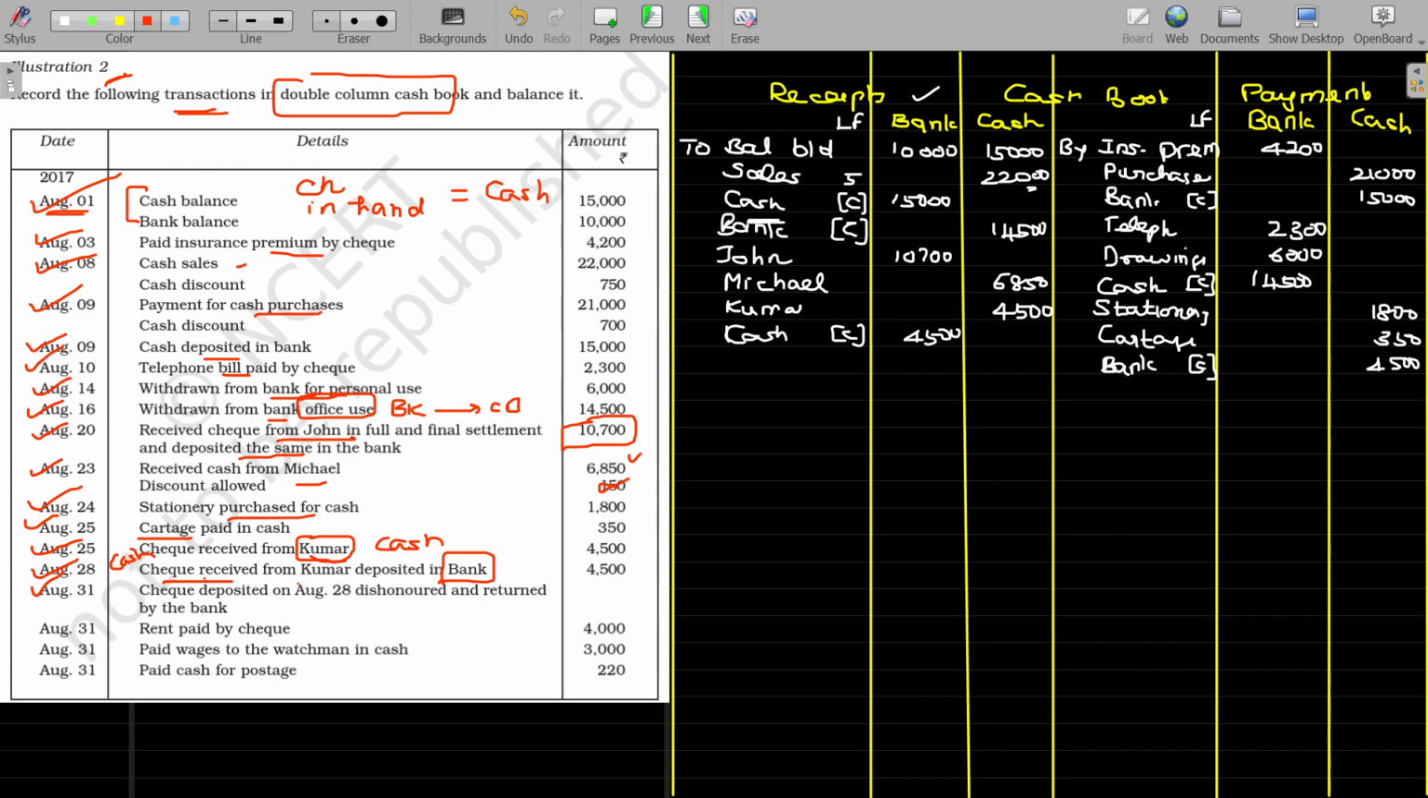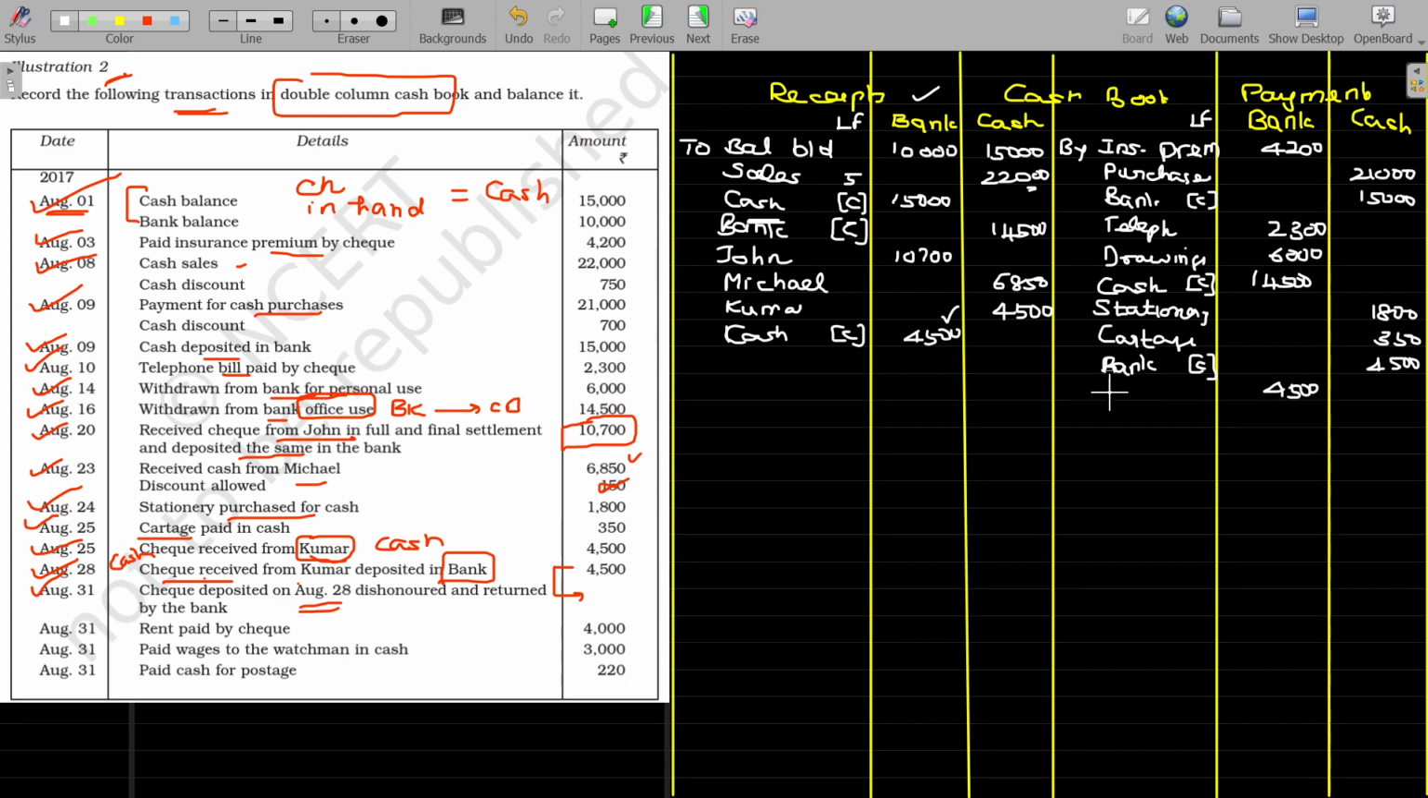Now, on August 31, the check deposited on August 28 is dishonored and returned by the bank. This check got dishonored and returned. While depositing the check, you might have passed an entry, no? You just reverse that entry. The check got dishonored. The entry being on the payment side, the check is going to be reversed. The amount came in, but this is not realized, so reverse that.